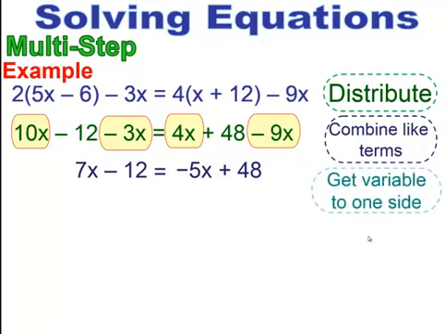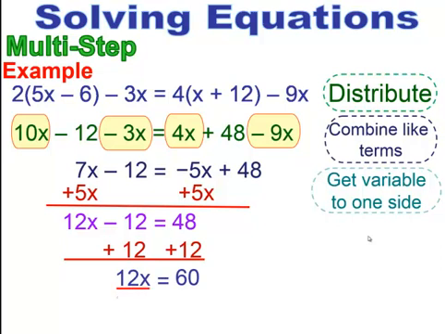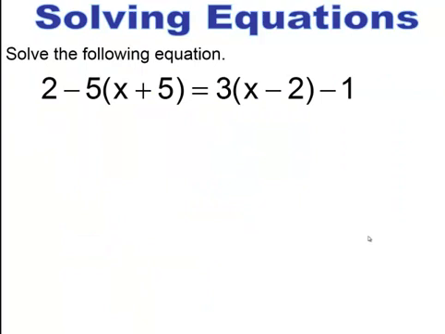So I'm going to move that negative 5x over to the 7x, and I'm doing the opposite, so I'm adding 5x to both sides. I'm left with 12x minus 12 equals 48. Now I have a two-step equation. I'm going to get rid of the plus or minus here. In this case, it's minus 12. I'm adding 12 to both sides, and now I'm going to divide through by 12, and I'm going to get my solution, x equals 5. Pause and try.